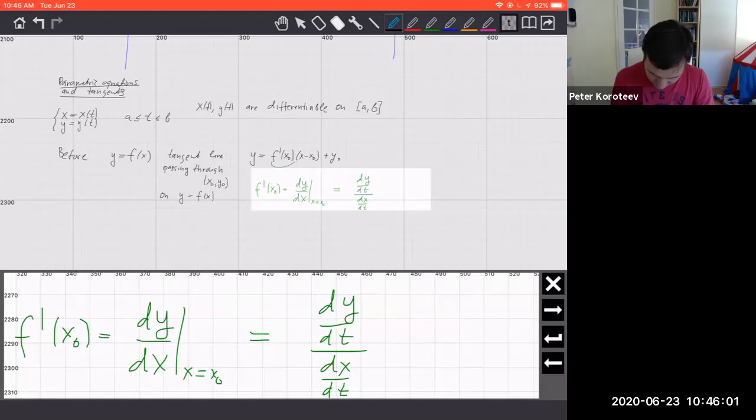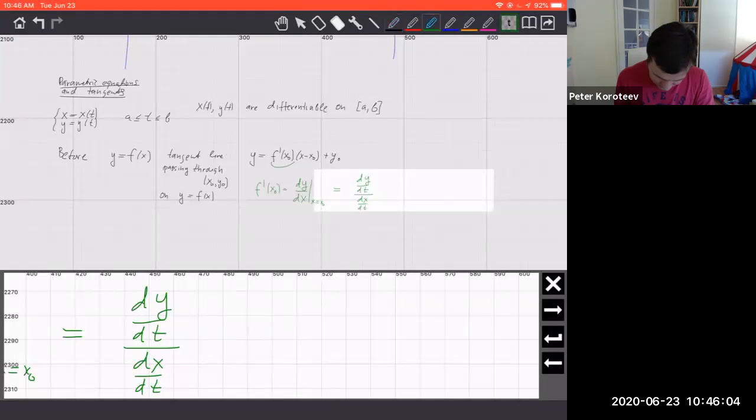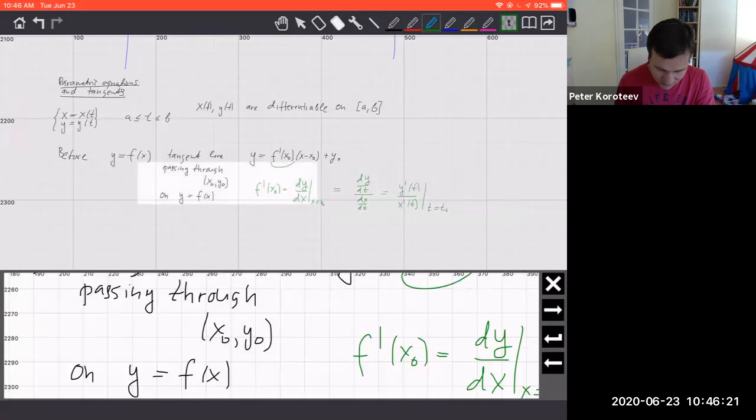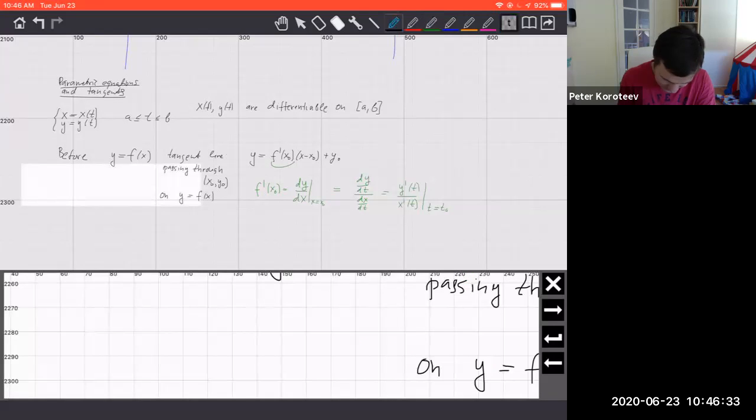Okay, good. So here's that, or you can also write it as y prime of t divided by x prime of t, evaluated at some t equals t0. What is t0? We know that point x0, y0 belongs to the curve. Therefore, there should be some value of the parameter t when this happens. So t0 is such that x0 is equal to x of t0, and y0 is equal to y of t0.